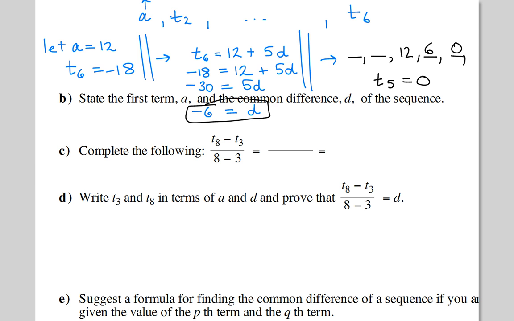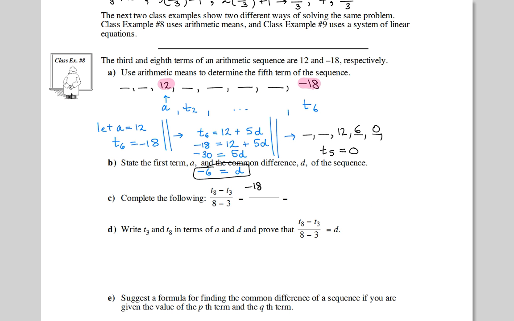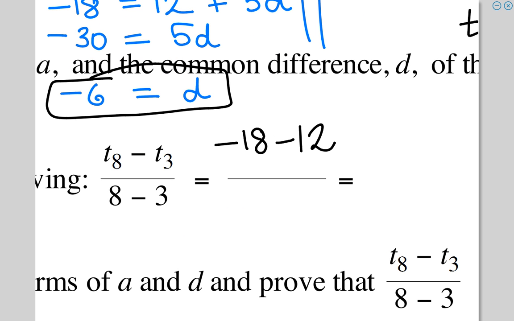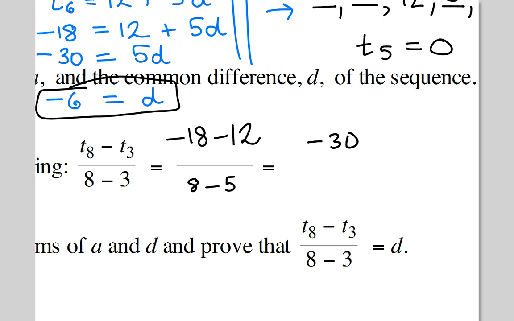So T8 is negative 18, and T3 is 12. So what was the change in the values of the term numbers divided by the change in the term numbers? So what it does is it figures out the change per term number, which is like a rate of change, which is like slope. Negative 30. No, that's not negative 30.